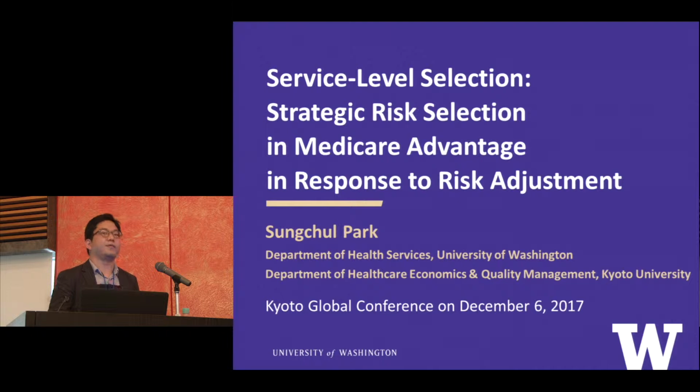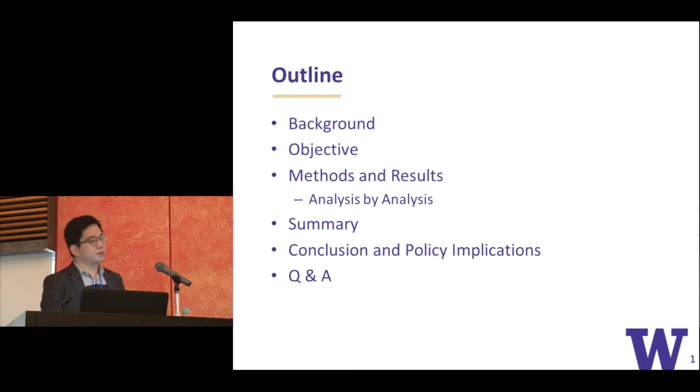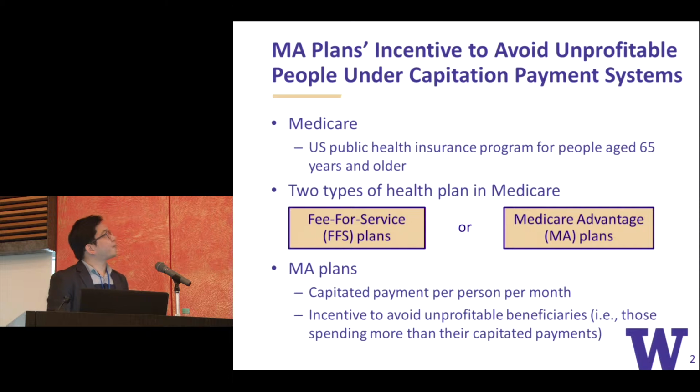I have been involved in all stages, from thinking of a research question to writing a manuscript. I start with background and then explain a research question. But to answer my research question, I performed 4 different analyses. So in the method and results section, I explain analysis by analysis and then summarize findings and discuss conclusion and policy implication. And the rest of the time is for Q&A.